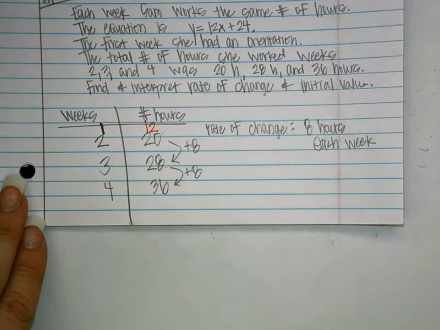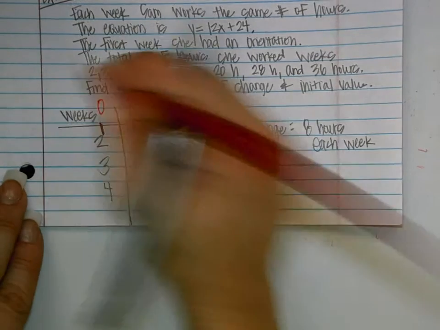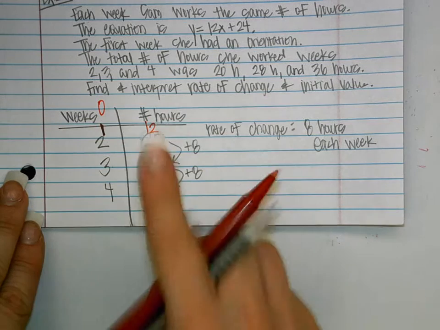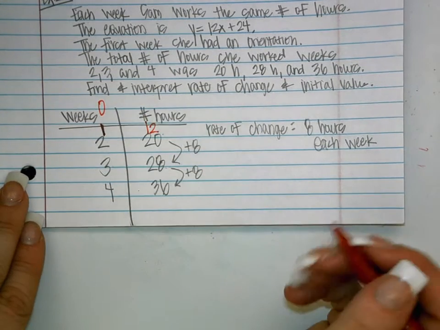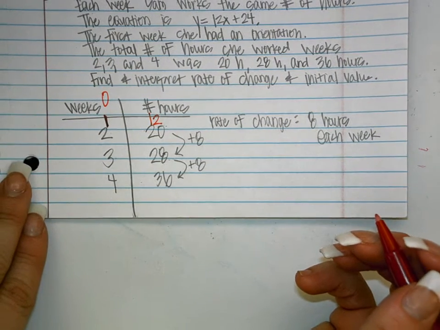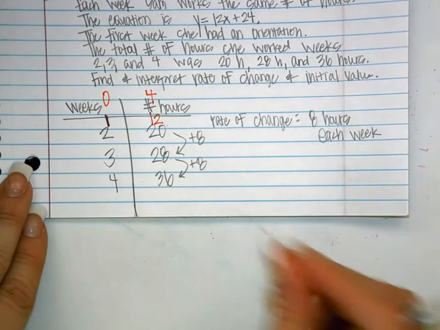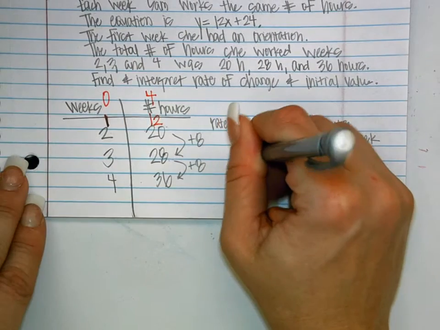Before she could work, though, she had to go to an orientation. Can we figure out how long the orientation was? How would we go back to 0 before she started working? How would you go backwards? Subtract 8. So in her orientation, it must have been what? Orientation must have been 4 hours.